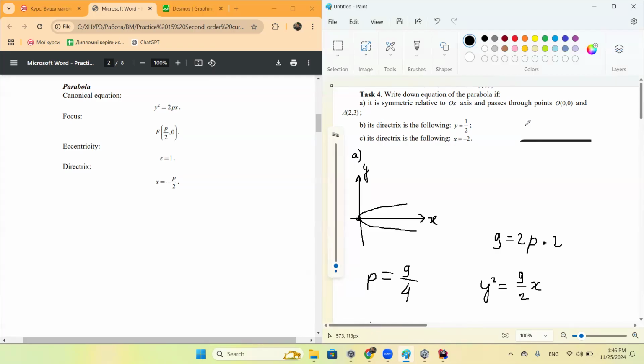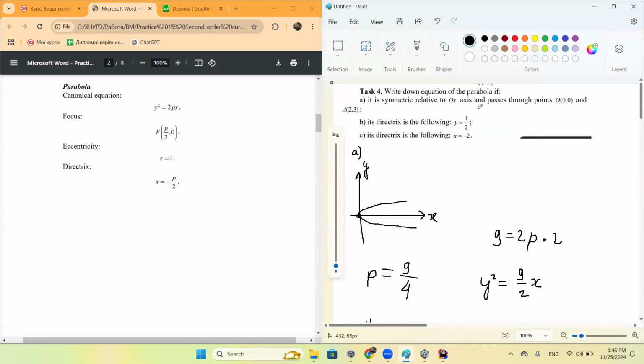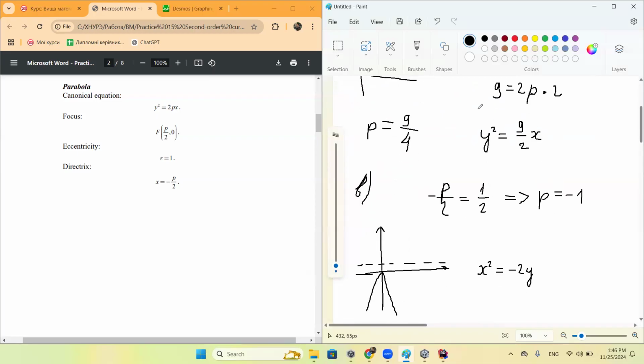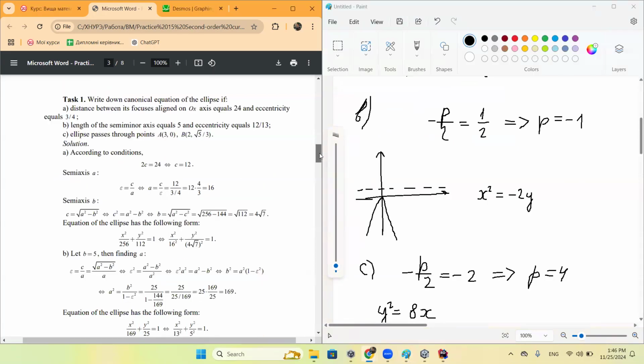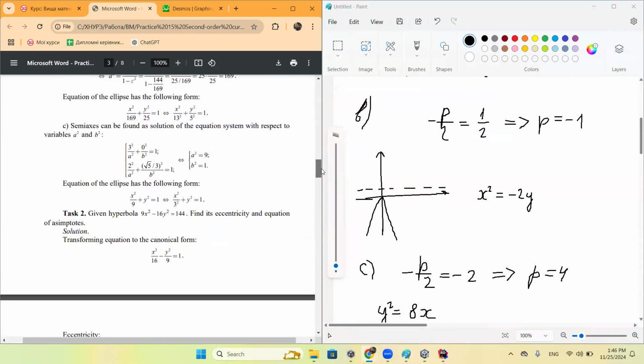So, okay, no questions. More questions about this task? In general, generally understandable. Okay. That's great. So now moving to the next task.